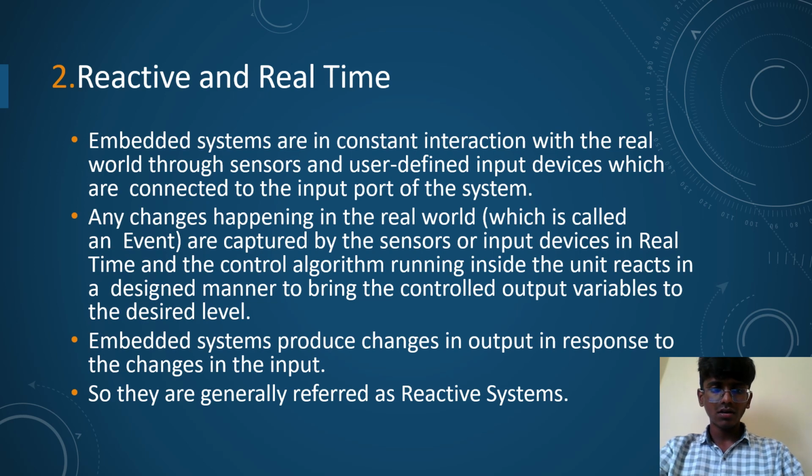Moving to the next characteristic, reactive and real time. Embedded systems are in constant interaction with the real world through sensors and user defined input devices, which are connected to the input port of the system. Any changes happening in the real world, which are generally known as events, are captured by the sensors or input devices in real time, and the control algorithm running inside the unit reacts in a designed manner to bring the control output variables to the desired level.